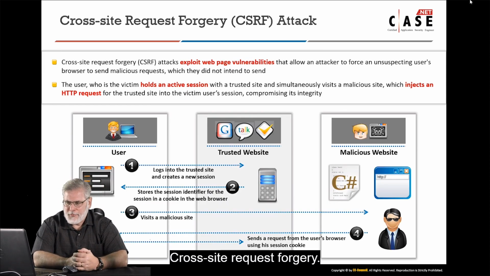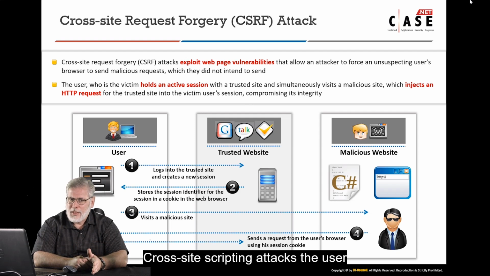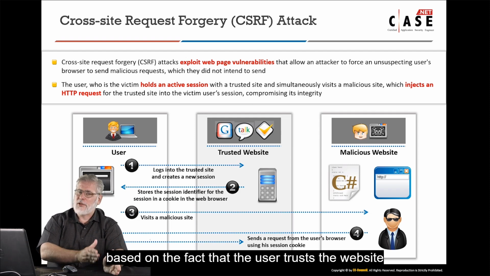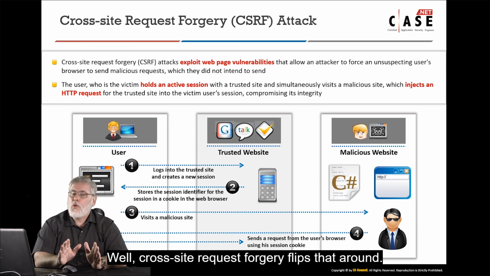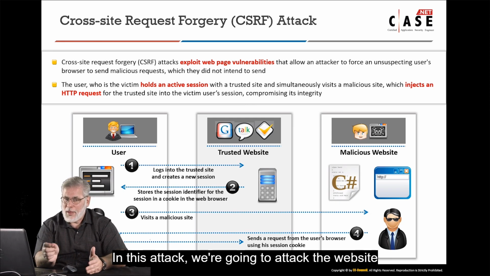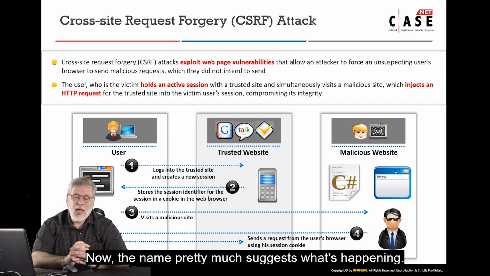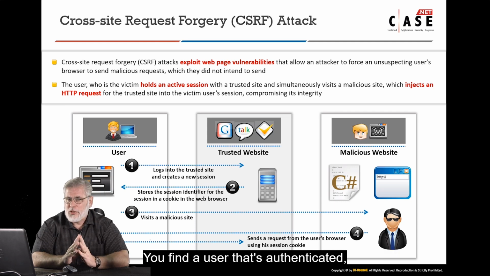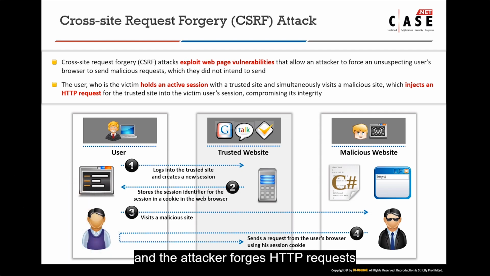Cross-site request forgery. One of the best ways to describe this is it's the flip side of cross-site scripting. Cross-site scripting attacks the user based on the fact that the user trusts the website and isn't aware that the website's been compromised. Well, cross-site request forgery flips that around. In this attack, we're going to attack the website based on the fact that it trusts the user. And the name pretty much suggests what's happening. You find a user that's authenticated, they have an active session going on, and the attacker forges HTTP requests that appear to come from that user.